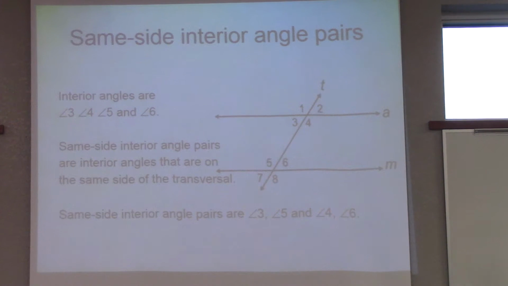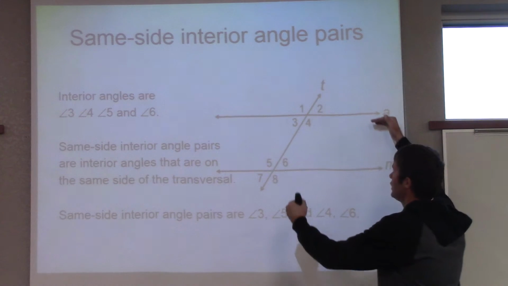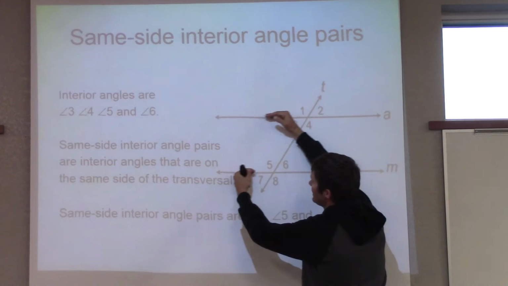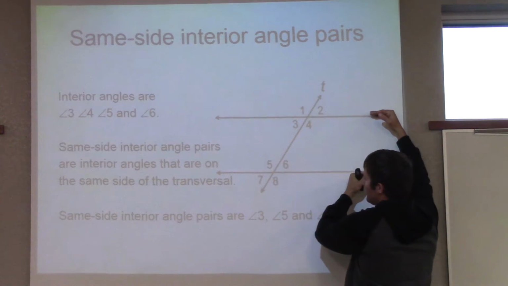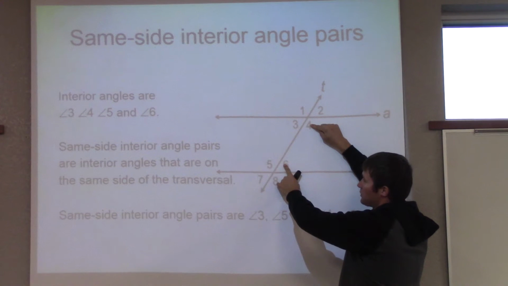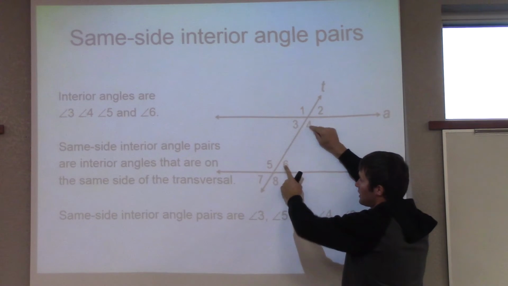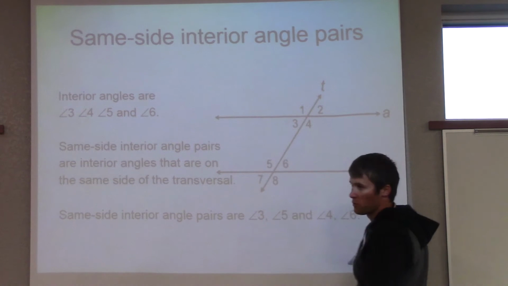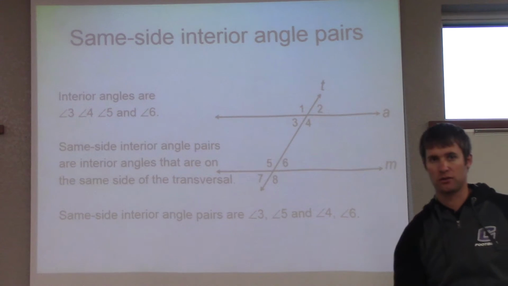Next, we're going to have same side interior angles. Once again, interior means we're inside the parallel lines. What's inside would be 4 and 6, and they're on the same side. So same side interior angles would be 4 and 6, and then 3 and 5 would be same side interior angles.